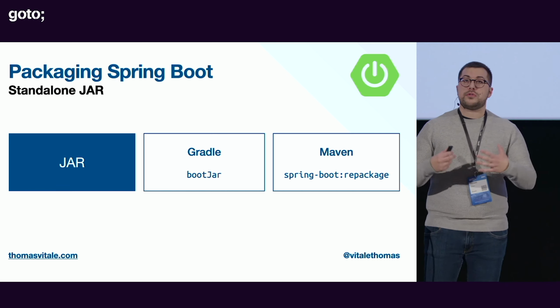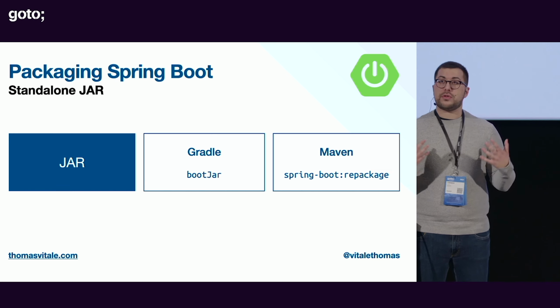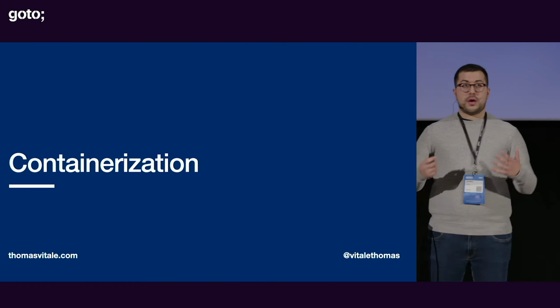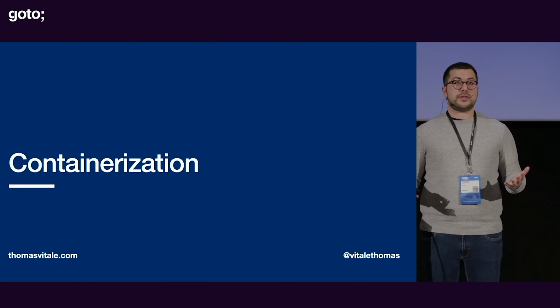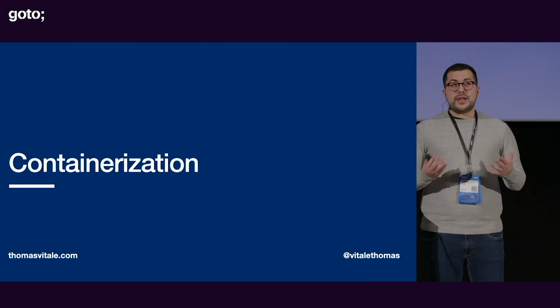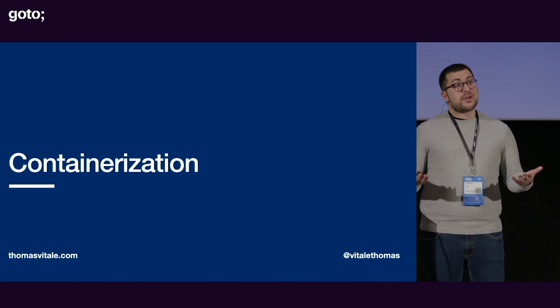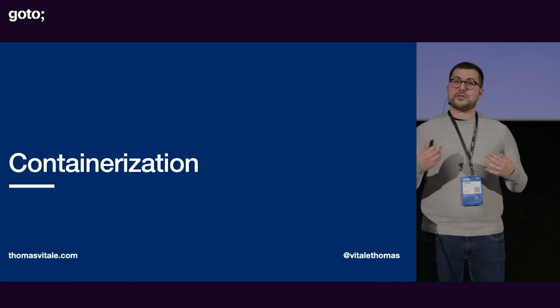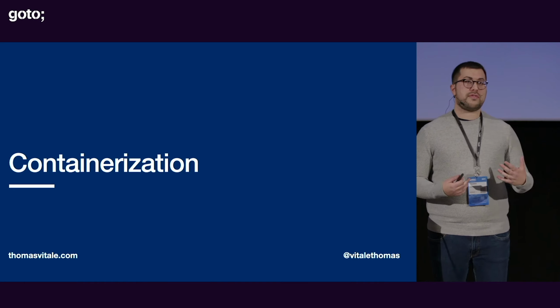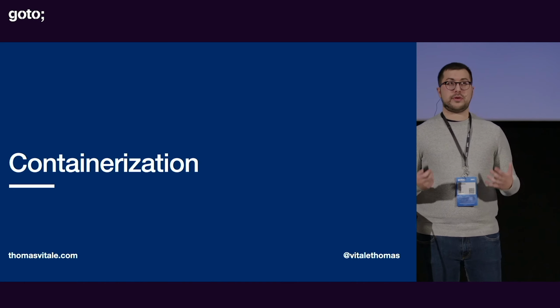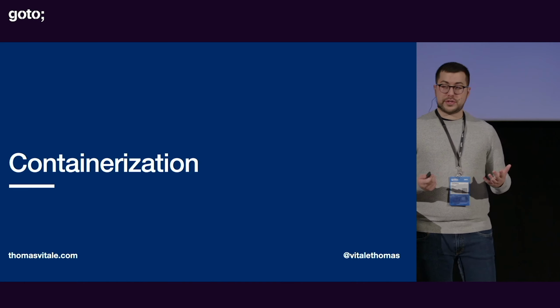But in our case, we want to move to Kubernetes. So we need to containerize the application. We need to package it as a container image. And writing Dockerfiles in order to build container images is quite easy, but doing that for production is really not, because there are so many things we should consider.